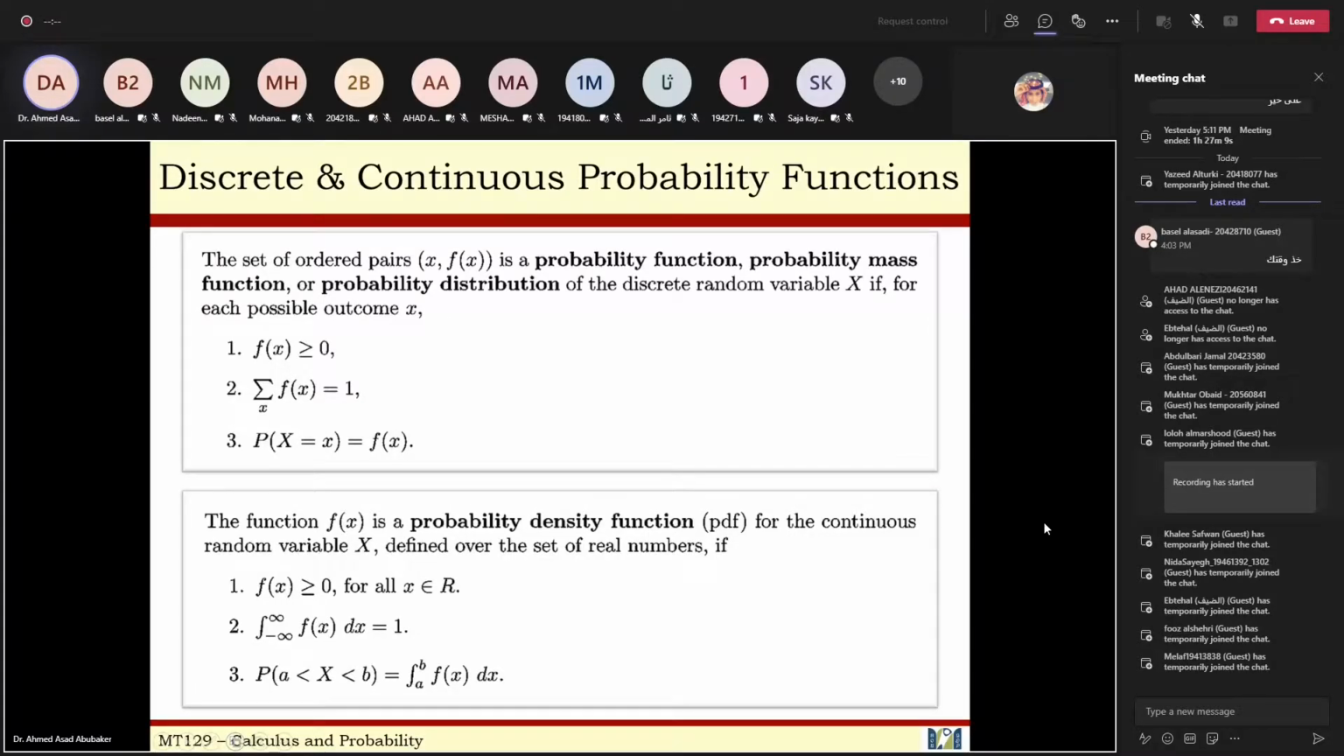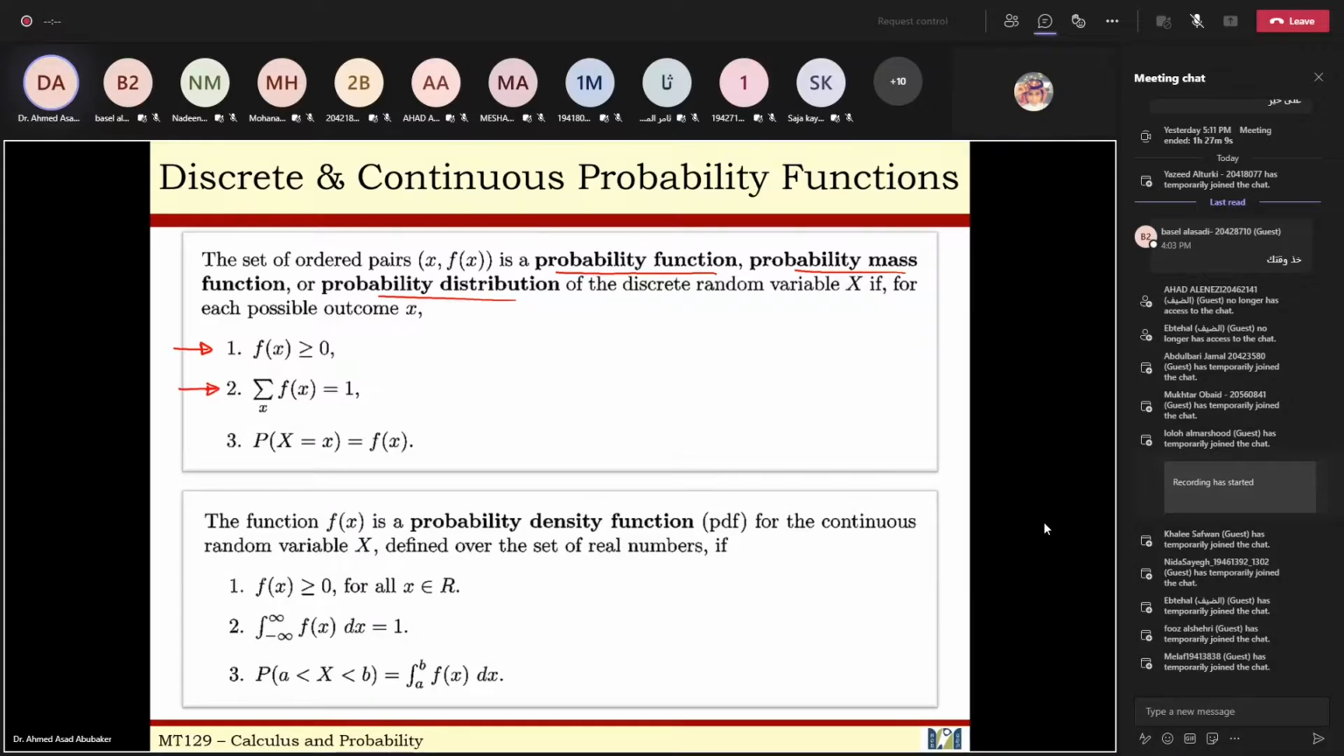Look at the probability function. We can call it the probability function, probability mass function, or probability distribution, all with the same meaning. The probability function must satisfy f of x greater than or equal to 0. And the second condition is that the summation of f of x over all outcomes must be equal to 1.